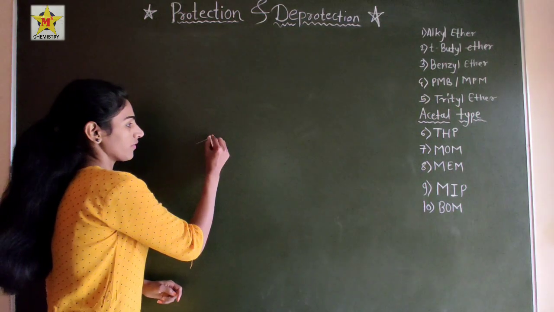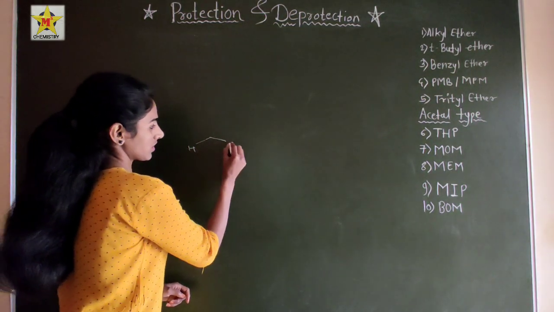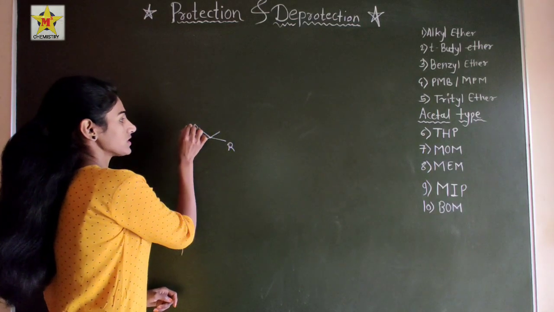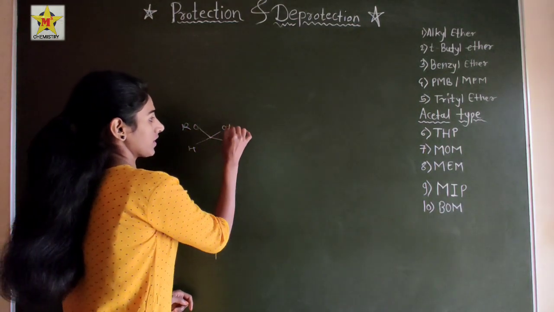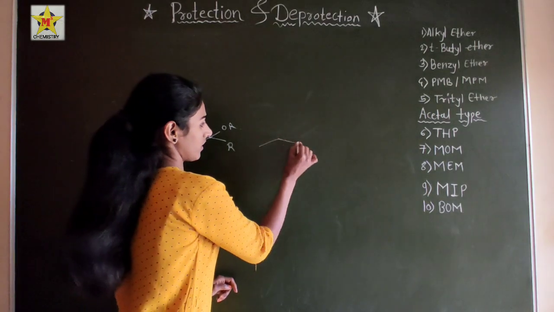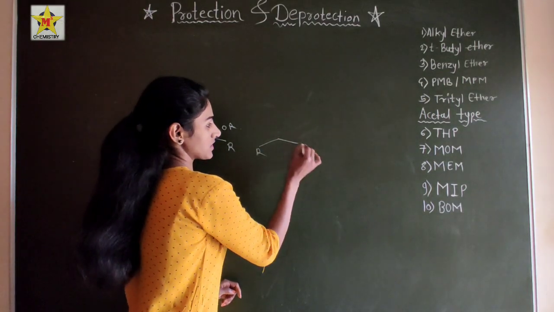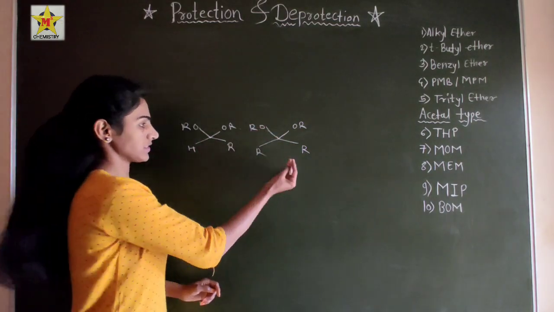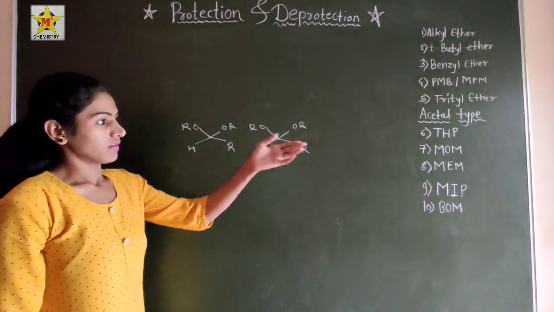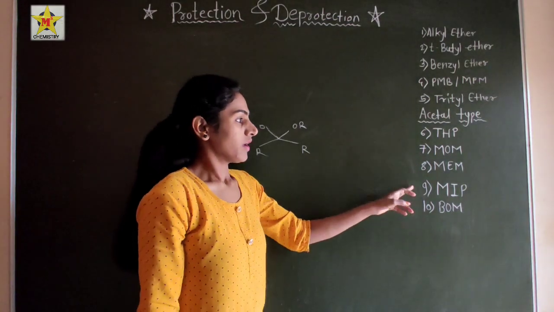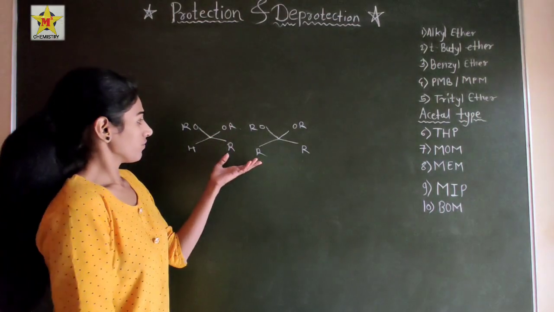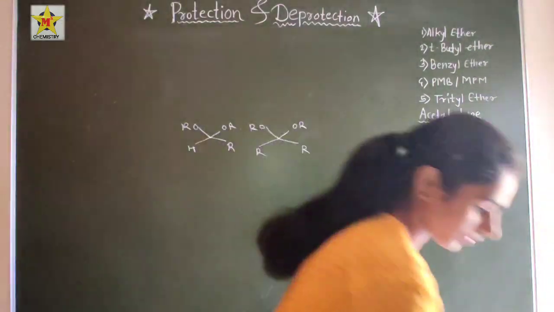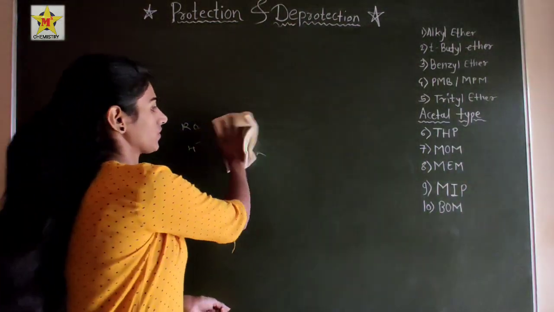Acetal means what? H and R, and instead of alcohol, there are ether groups present, or ketal groups are present. Ketal and acetal type of protection means THP, MEM, in this reaction we obtain ethers like this. Acetal or ketal type of ethers.